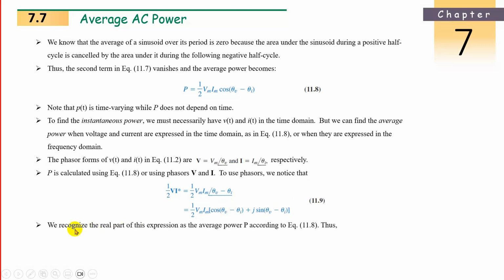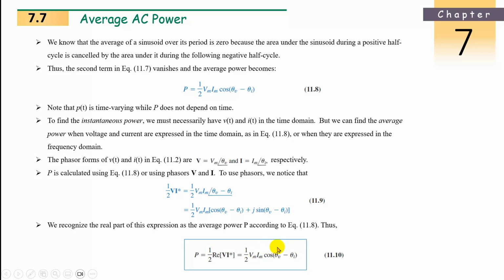Now we recognize that the real part of this expression is the average power P. Here real and imaginary parts come; the previous one is the constant. So the real part is half Vm Im cos(theta V minus theta I). This is your average power. Thus P equals half of the real part of V I, which is half Vm Im cos(theta V minus theta I). We got the same equation as the previous one.